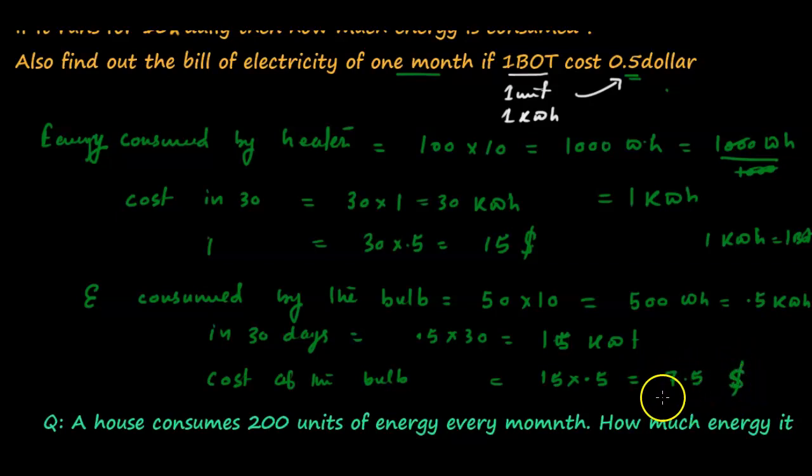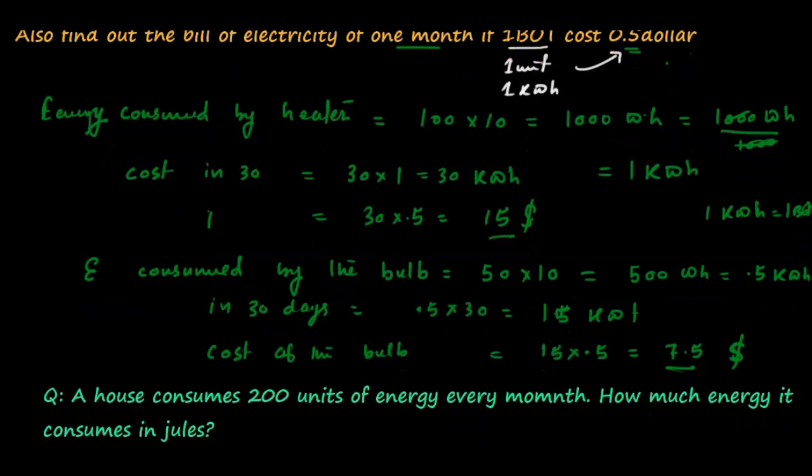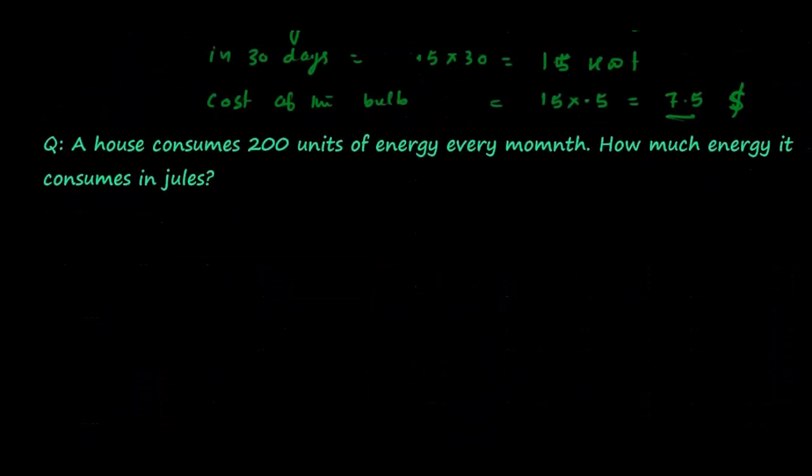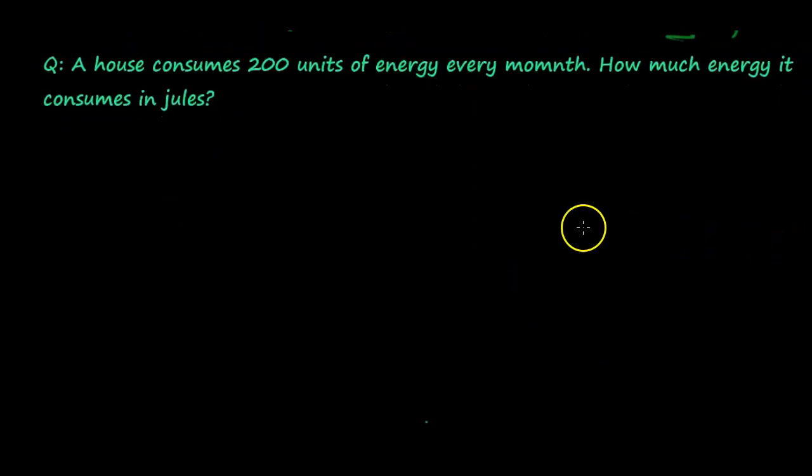Hope you understood this. It's quite simple, and then we have to calculate the total cost. So we have to add this amount and this amount, and then we will get the answer. Hope you understood this. It is quite interesting. Now we have to proceed to the next question. What is the next question saying?